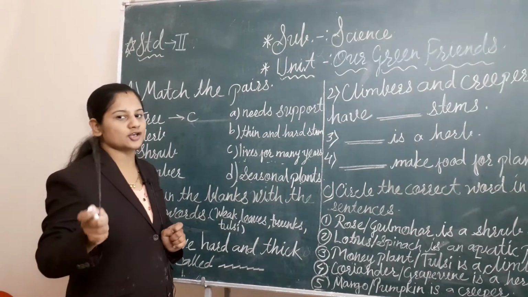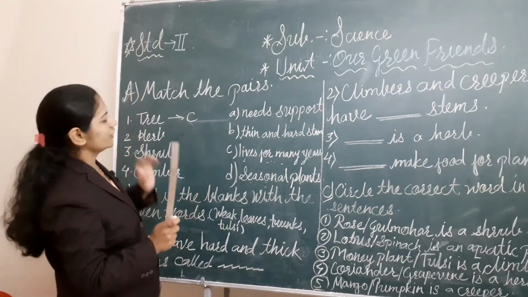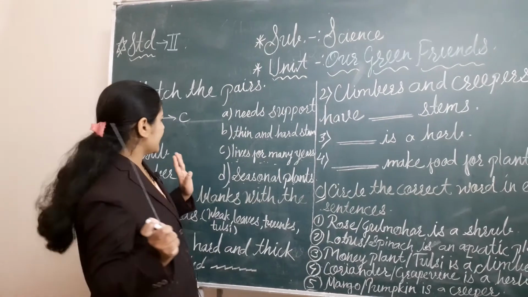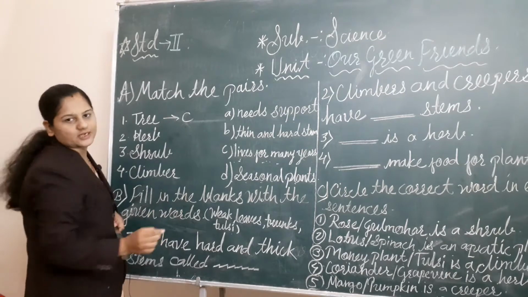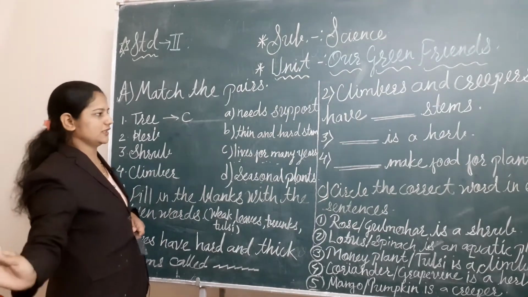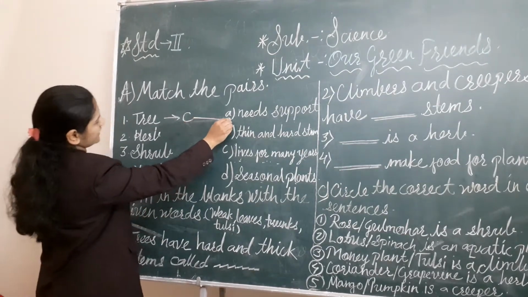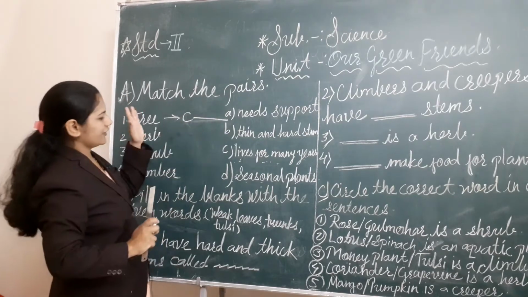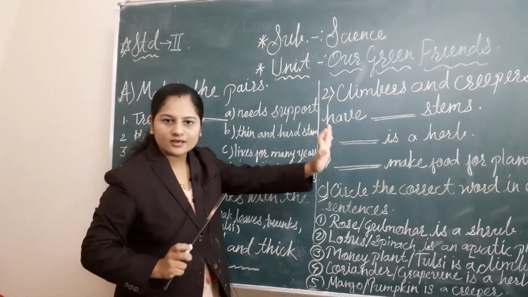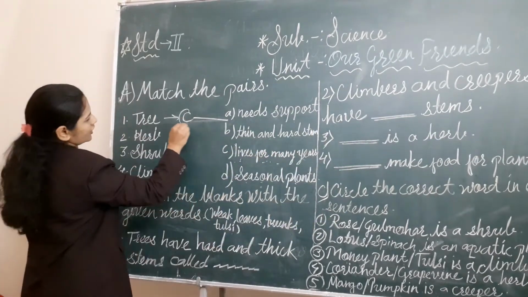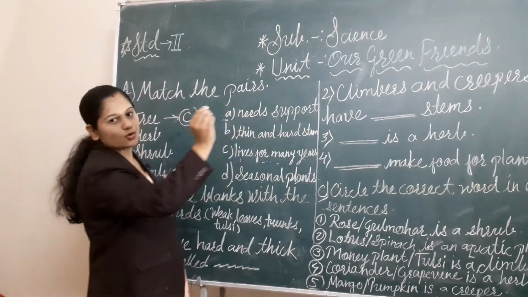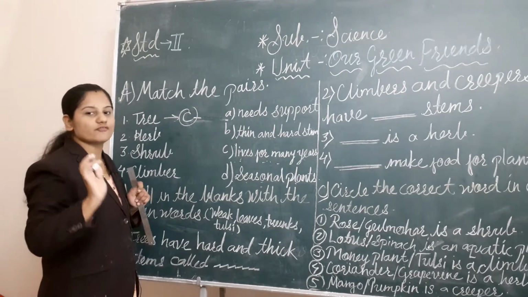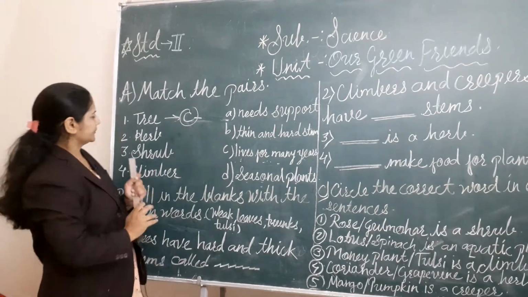Keep one thing in your mind, you are not in LKG or HKG that you will just draw a cross line, tree joined to the C. No, I will not allow that. You have to write down the full sentence in front of the tree. That tree lives for many years. That's why I write down here only the C. You have to write down the full sentence. Okay, and I want your notebook very neat and clean.